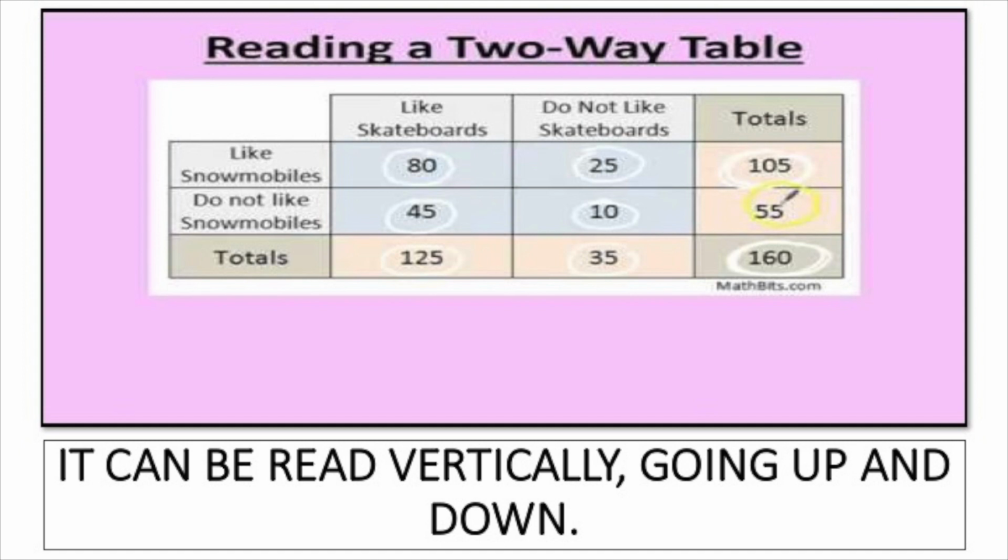And you can see at either end, whatever way we read it, we have totals. So for example, like snowmobiles, 80 and 25 gives a total of 105. If we read it horizontally, those that do not like snowmobiles, 45 and 10 equals 55. So you have to be careful about which information you're looking at to read the two-way table correctly.